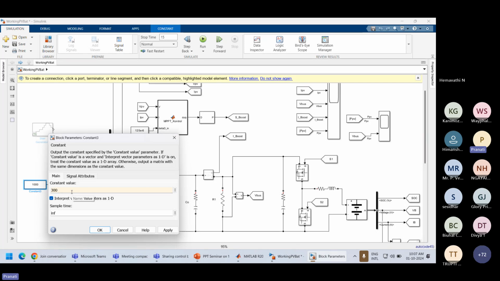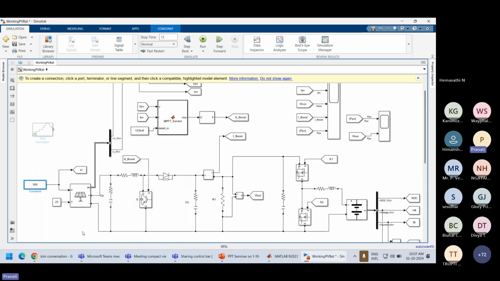I can show it at 300 watt per meter square also, that is when the battery is discharging. You had seen that at 1000 watt per meter square, the battery was charging. And when the irradiance is very low, around 300 watt per meter square, the battery will discharge. So here we can run it again.